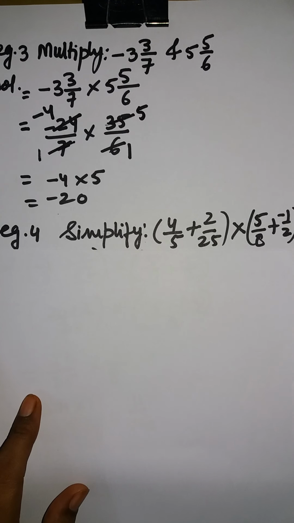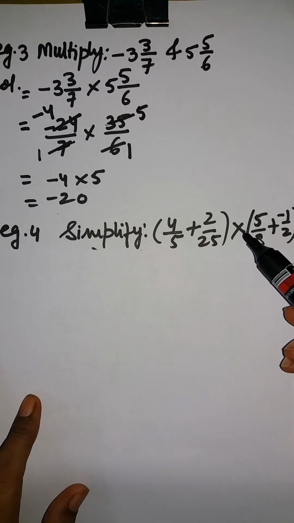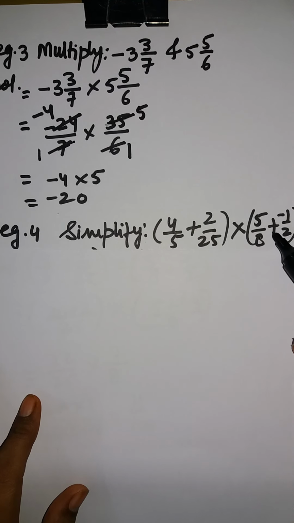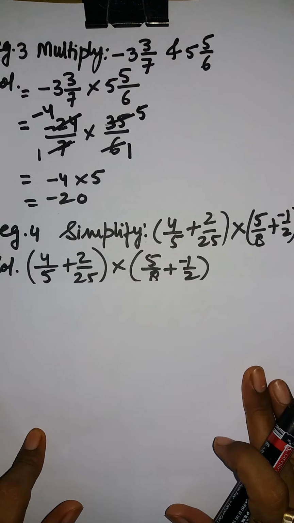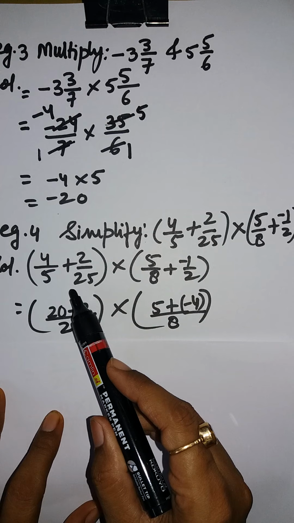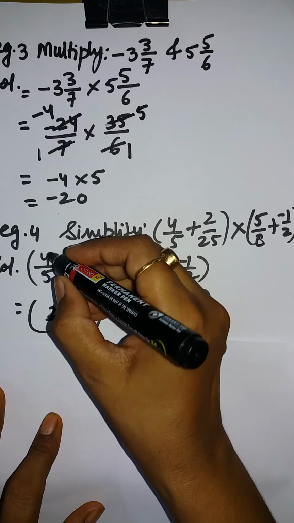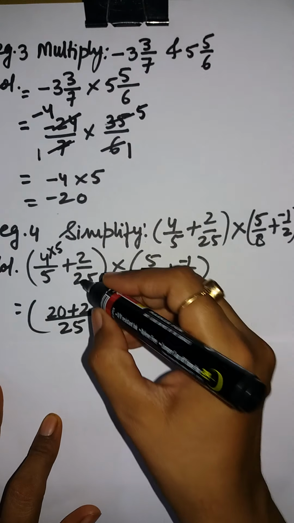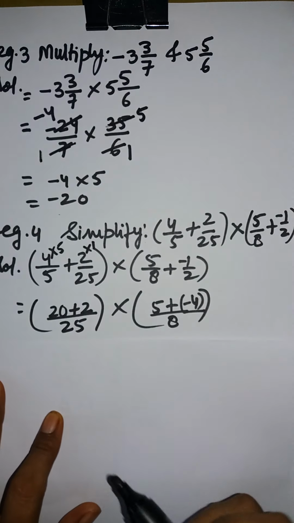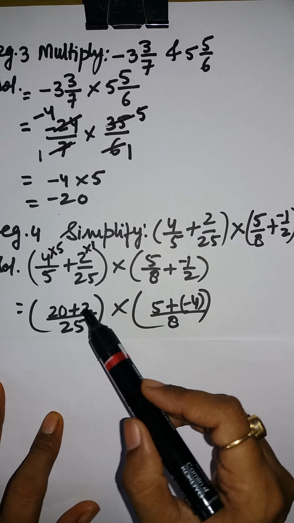Let us take one more example. We simplify 4 by 5 plus 2 by 25 multiplied by 5 upon 8 plus minus 1 by 2. We know how to solve the addition of rational numbers. We take the LCM, it is 25, and by solving them, 5 times 5 gives 25, and 25 1 times gives 25. So 5 4s are 20 and 2 1 times is 2.